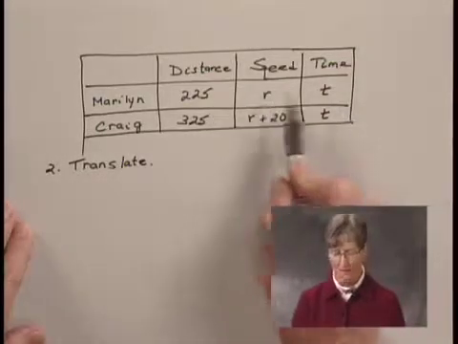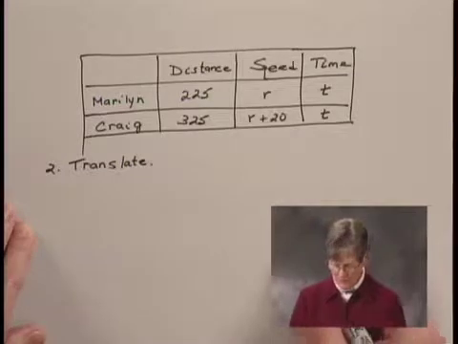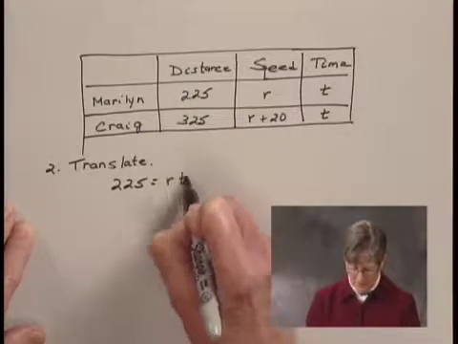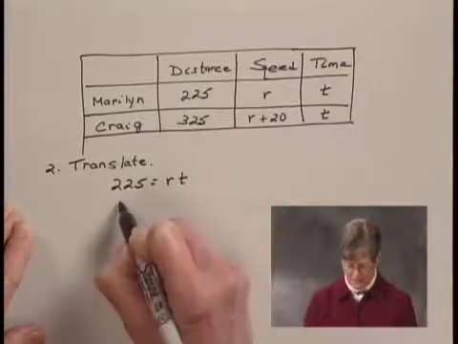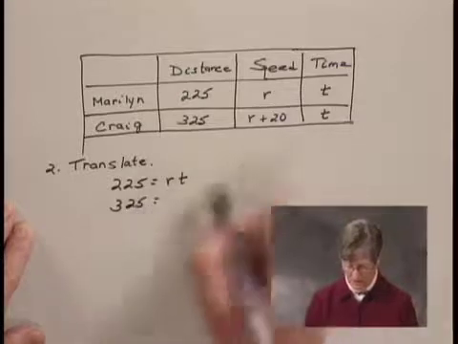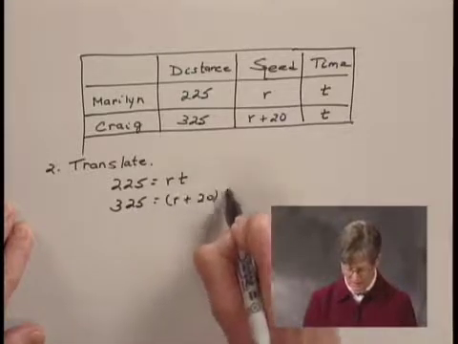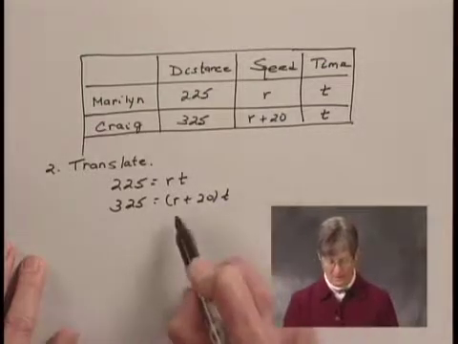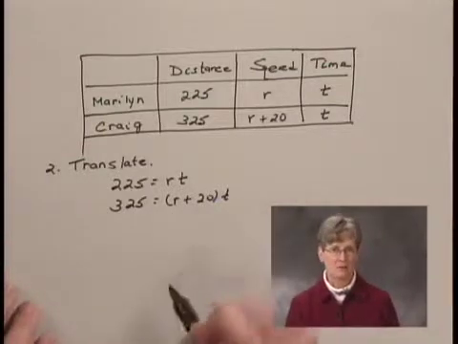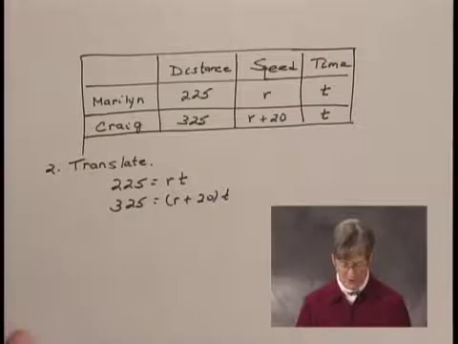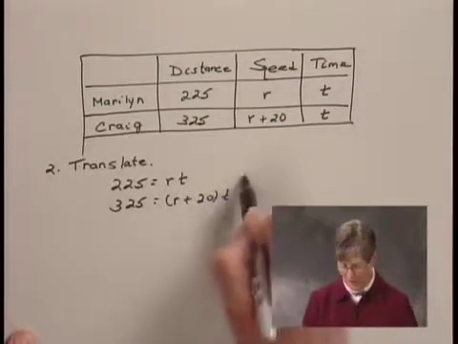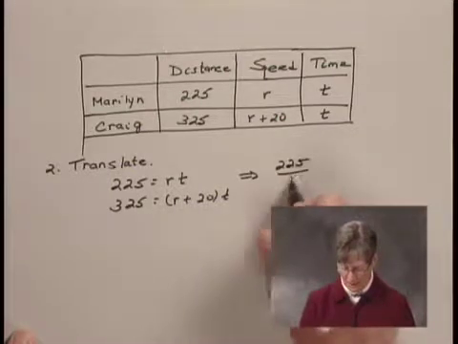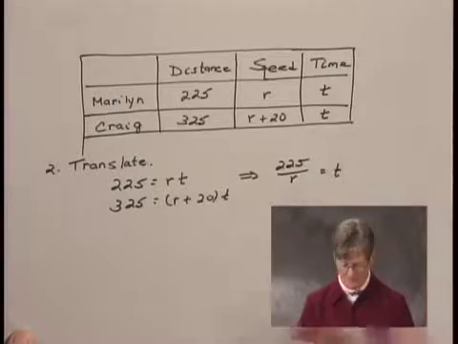We know that distance is equal to speed times time. So the first row of the table tells us that 225 is equal to R times T. And the second row of the table tells us that that distance, 325, is equal to the speed, R plus 20, times T. Now, since the times are the same, if we would solve each of these equations for T, then we could set them equal to each other, and we'd have an equation in one variable that we can solve. Since 225 is equal to R times T, if we divide both sides by R, we get 225 over R is equal to T.